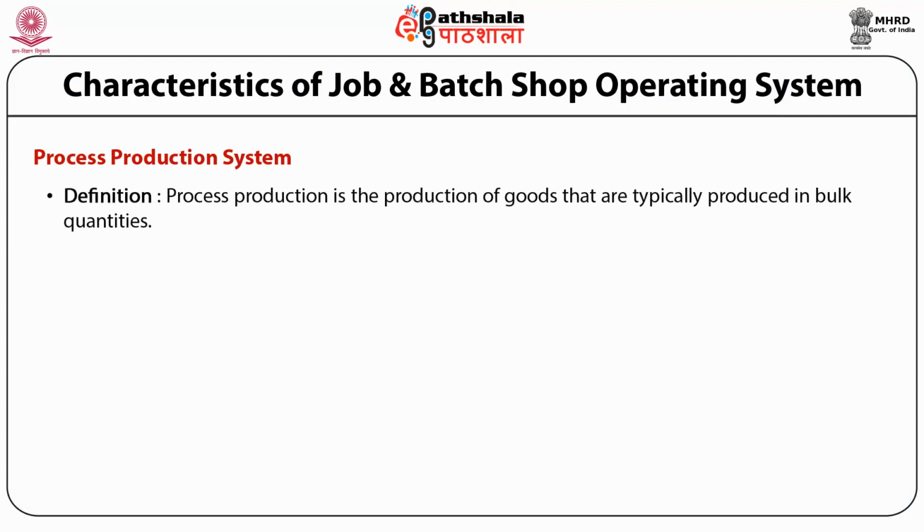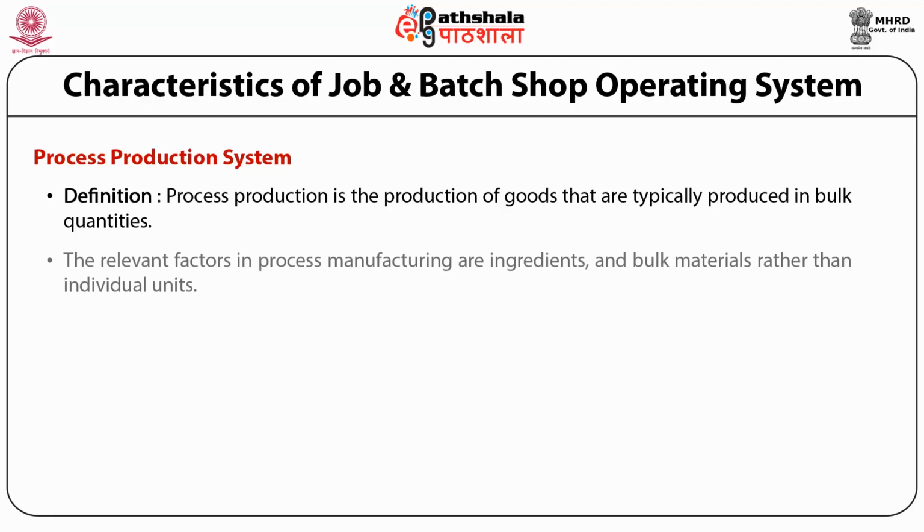Process production system. Definition. Process production is the production of goods that are typically produced in a bulk quantity. Process manufacturing industries include chemicals, food and beverages, gasoline, paint and pharmaceuticals. The relevant factors in process manufacturing are ingredients and bulk materials that are produced rather than individual units.